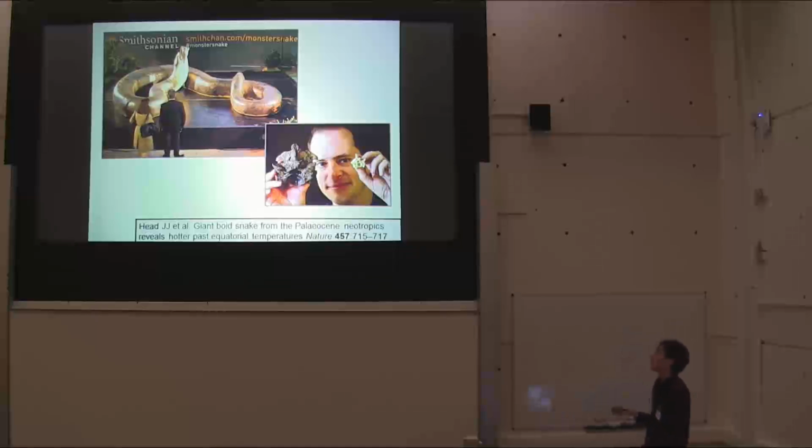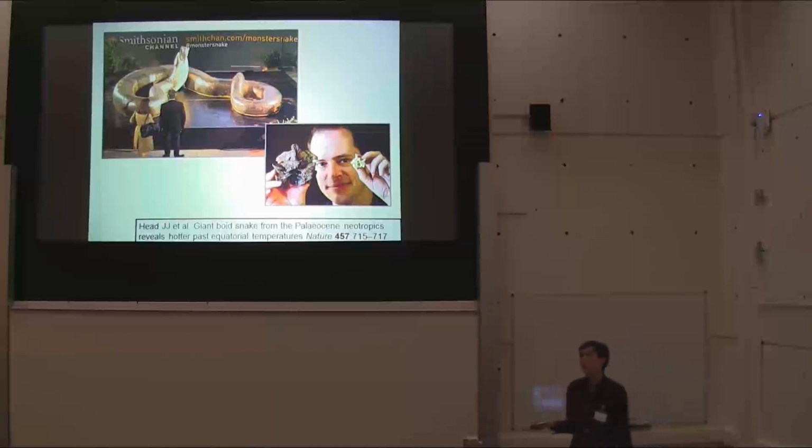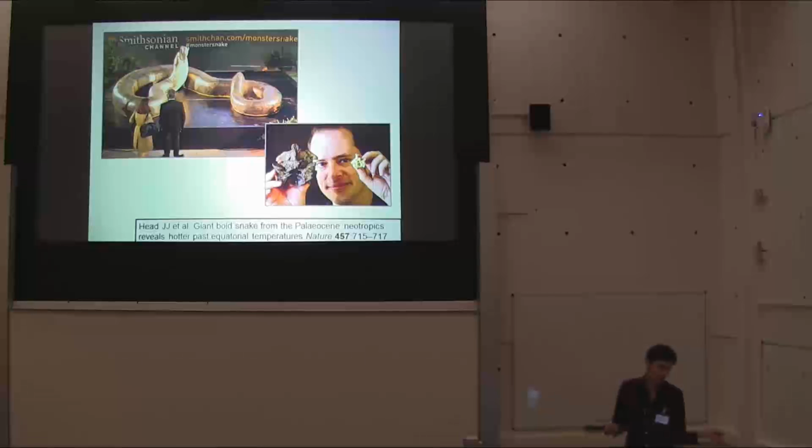And the story goes that because this animal lived during a very warm interval of the Paleogene, it was able to be very large, even though ectotherms have very slow growth rates. So the hypothesized mechanism for interactions between environmental temperature and ectotherm body size seems to be that ectotherms can grow much faster when it's warmer.